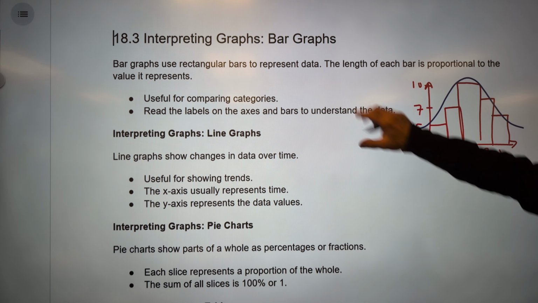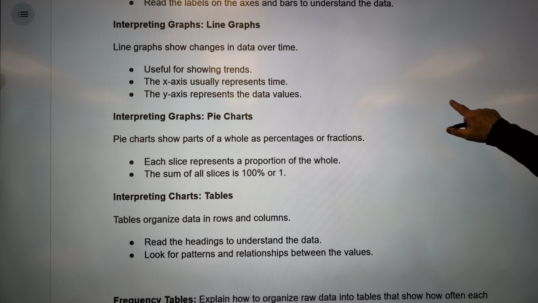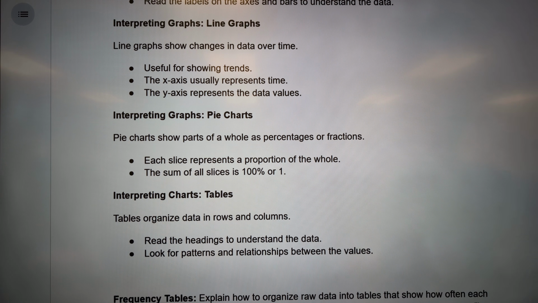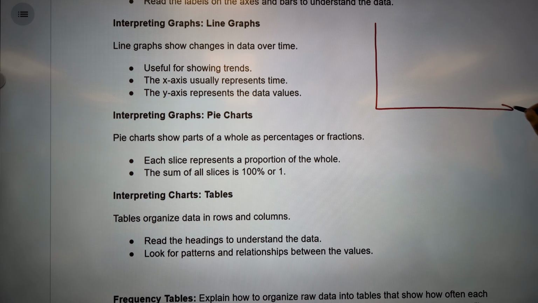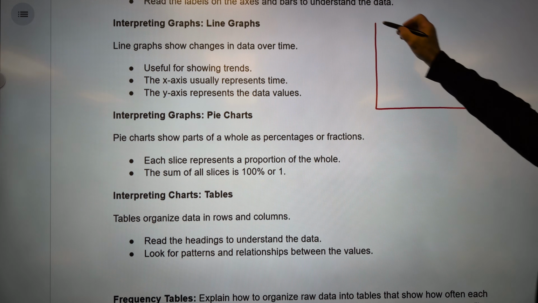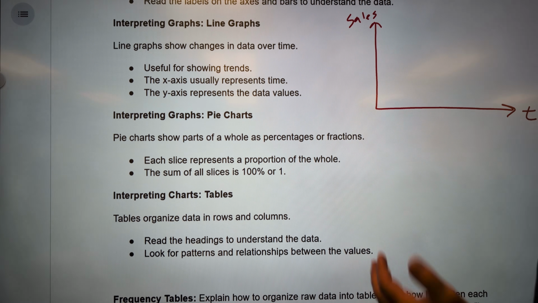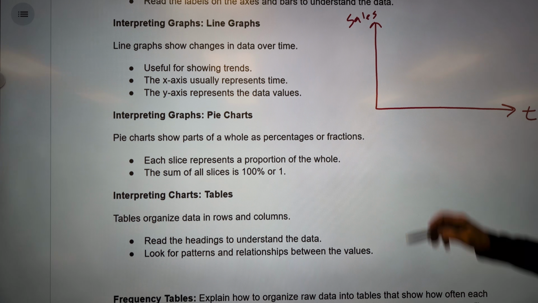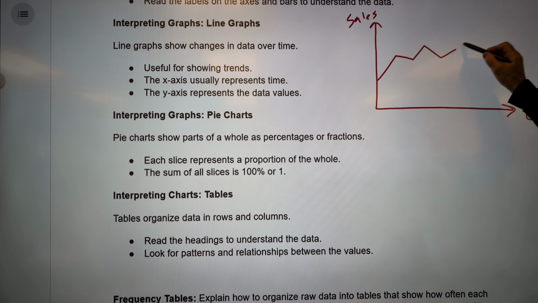Okay, after bar graphs, we have line graphs. That could be, say, sales data over time. So on that line graph, your horizontal axis might be time, and your vertical axis something like dollars or sales or units. It could be a line graph like this, and you're kind of looking for trends in there.